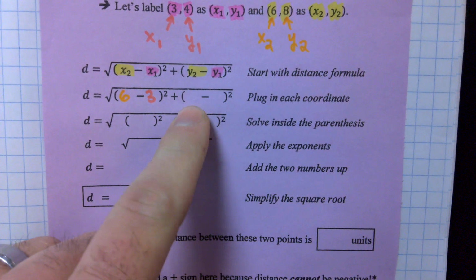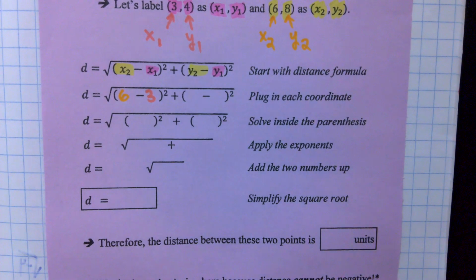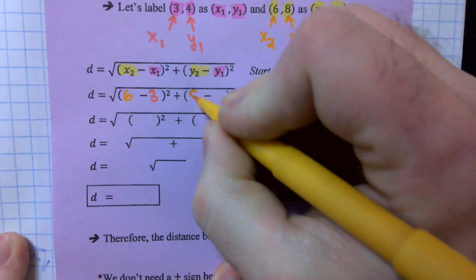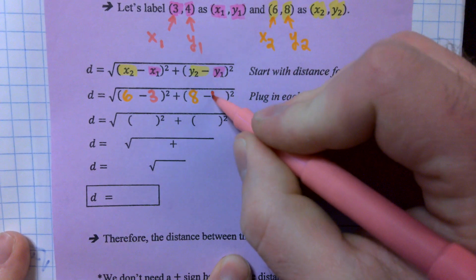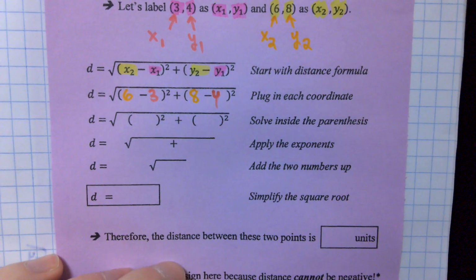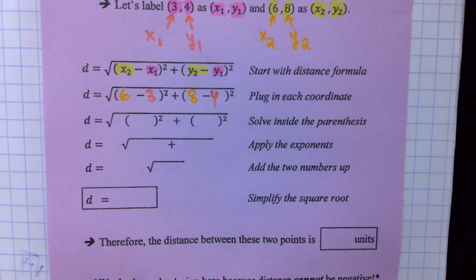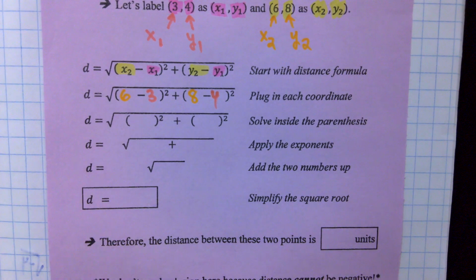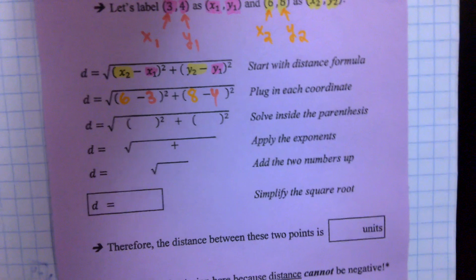All right, my other 2 puzzle pieces. What is my y2? 8. And what's my y1? 4. That's the hard part. So if that seems easy, that's great. If it seems challenging, I understand.